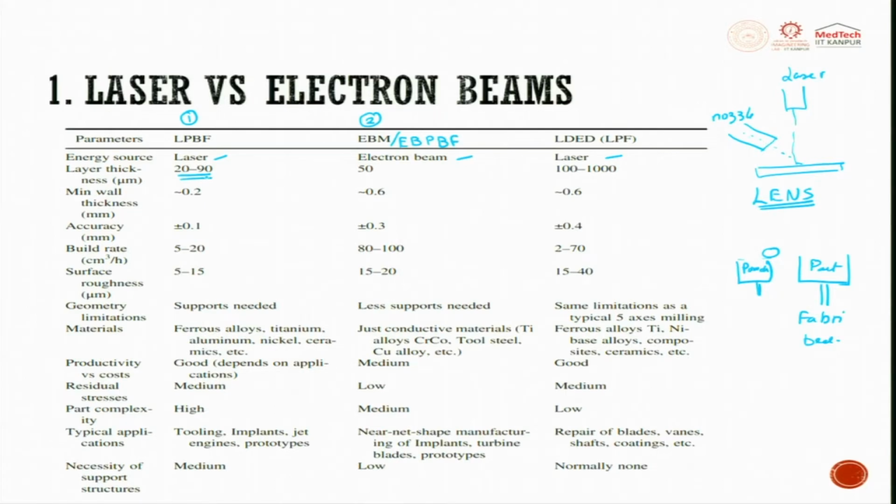The layer thickness in laser will be 20 to 90 microns, whereas in electron beam it can go to 50 microns, but in laser directed energy deposition it varies from 100 microns to 1000 microns. Here, if you see, this is the incoming powder. When the incoming powder hits the surface of the workpiece, it does so in one layer. It is like cladding. When several cladded layers form together, it forms a three-dimensional object.